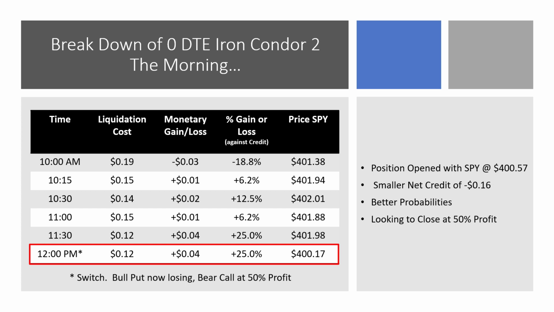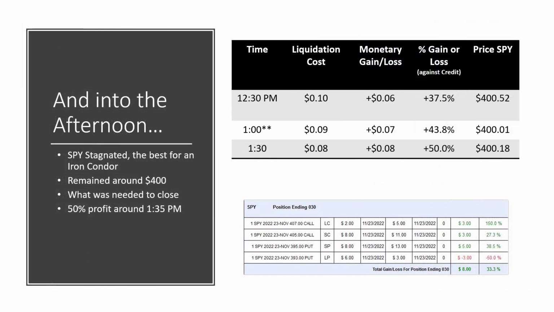The debit to close was still 12 cents, so we'd make a 4-cent profit. But now the bull put is losing, and the bear call side is at near a 50% profit on the position. But as a total, we're only at 25% profit. And as we go into the afternoon, we saw the chart, SPY started to stagnate, which is the best movement we want to see for an Iron Condor. We held around that $400 price range, and that stagnation was just what we needed to be able to close the position for the 50% profit.